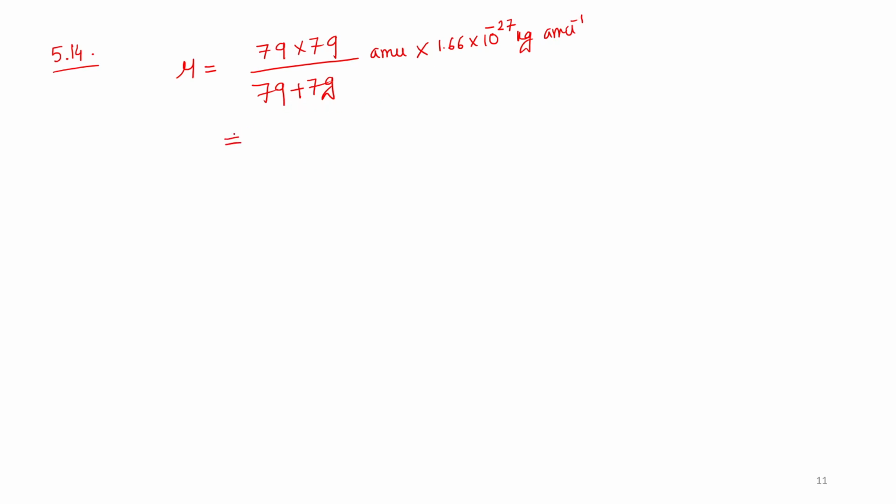5.14, right? So your Br is changed. Mu is now 79 into 79 by 79 plus 79 AMU into 1.66 into 10 to the power minus 27 kilogram AMU minus 1. So I'll just calculate in my calculator, which is 79.